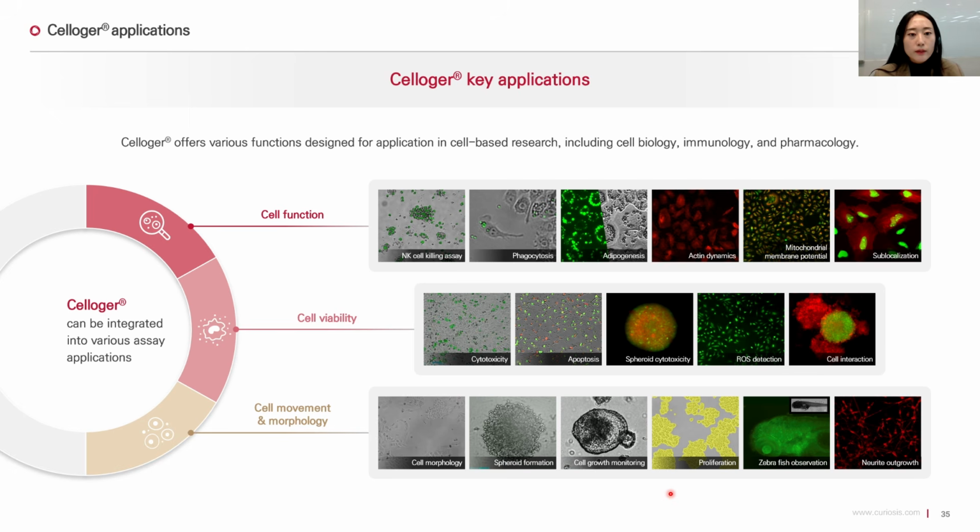In addition to the applications we have covered so far, CellLogger allows you to dynamically observe various cell types across a wide range of experiments, as you can see here. If there is something I didn't mention today, please feel free to contact us. Then we'll be more than happy to discuss the different applications with you.